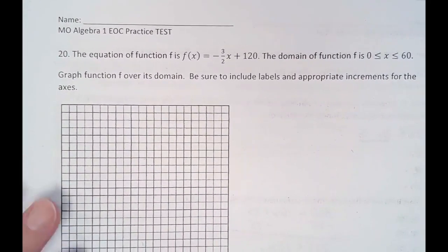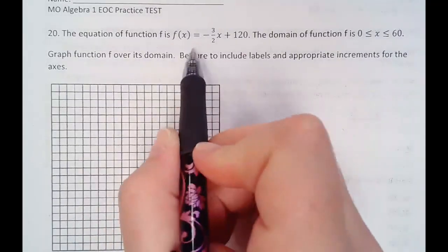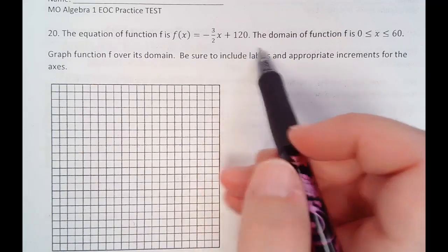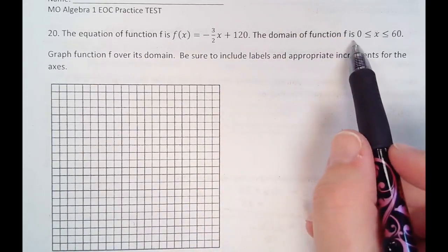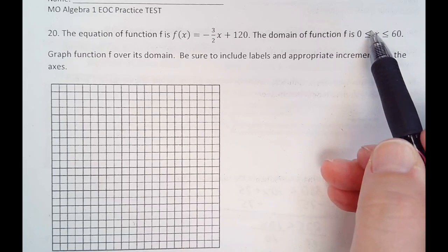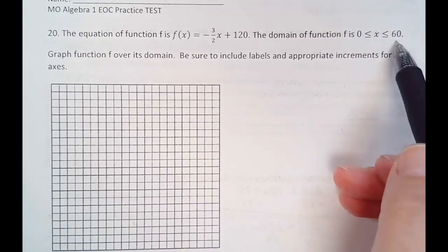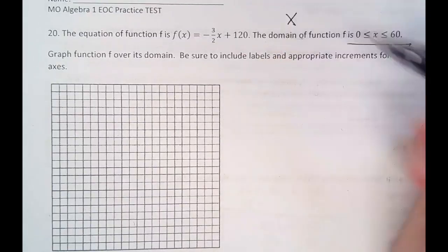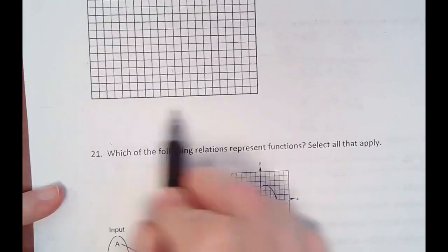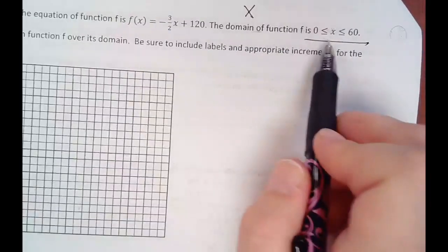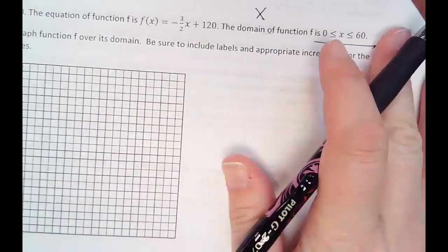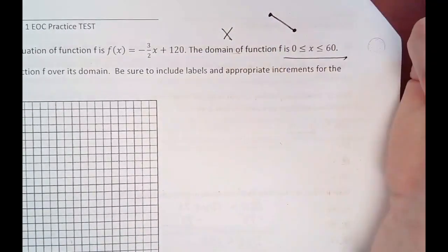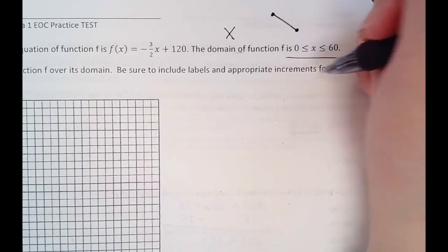20. The equation of function f is f of x equals negative 3/2 x plus 20. The domain of the function f is 0 is less than or equal to x, which is less than or equal to 60. Right now, this tells me domain, my x values, my x-axis, I should only be going from 0 to 60. That's the only part I'm graphing. If I'm only graphing that instead of a line, I'm probably going to have a line segment. So keep that in mind.